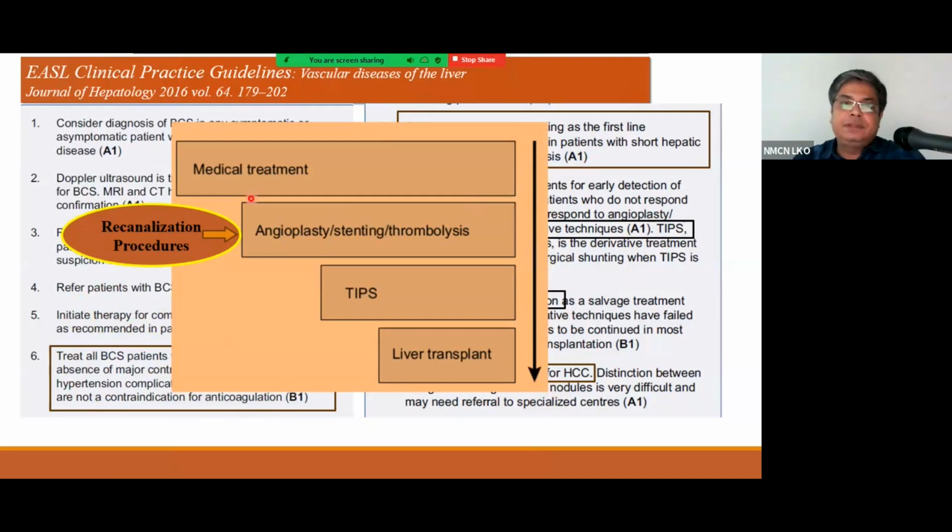So in brief, all patients should, in a stepwise fashion, be managed with medical treatment coupled with angioplasty, stenting, or thrombolysis as recanalization measures. If not responding to these recanalization measures, TIPS should be done. And if TIPS or DIPS fails, liver transplant should be considered. TIPS can sometimes also be used as a salvage procedure in patients who present with acute severity.